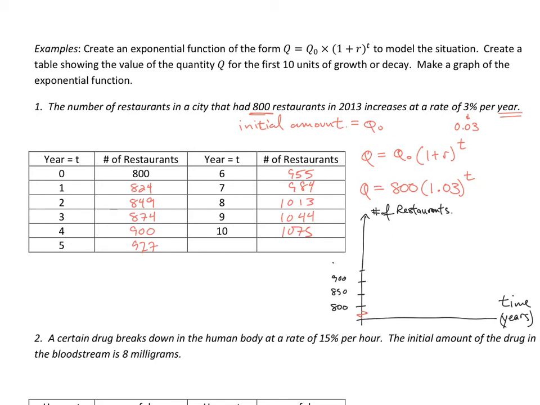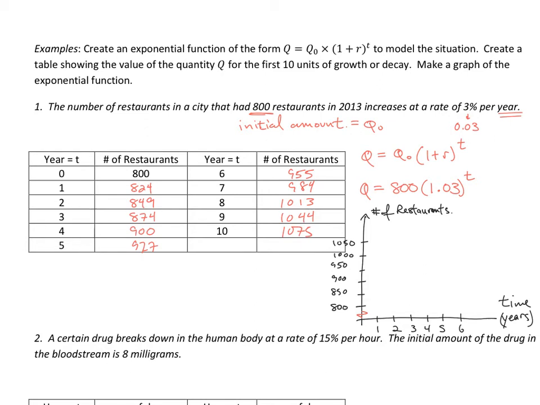900, 950, 1000, 1050. And I'm going to call myself out of space at that point. So 1 year, 2 year, 3 year, 4 year, 5 year, 1, 2, 3, 4, 5. Let's go out to maybe 6 years. That's fine. So I'm going to do the graph in bright green so that everybody can see it.